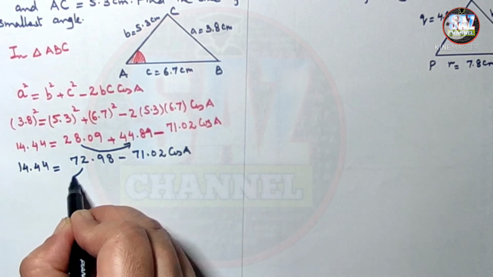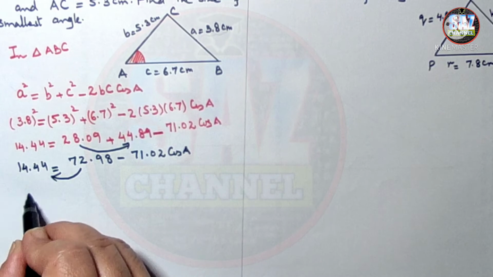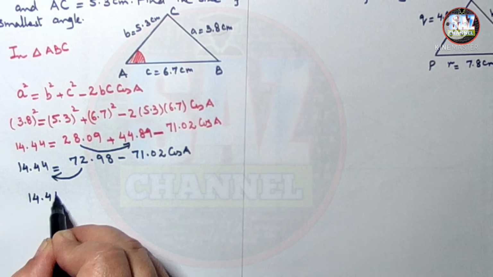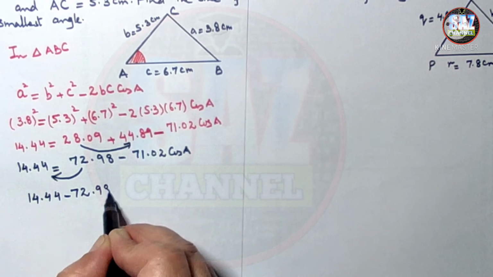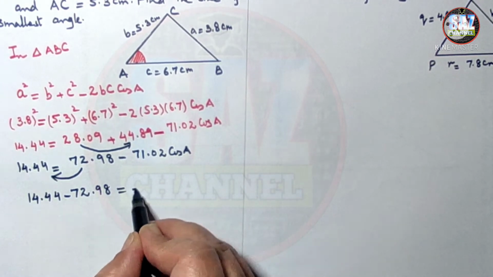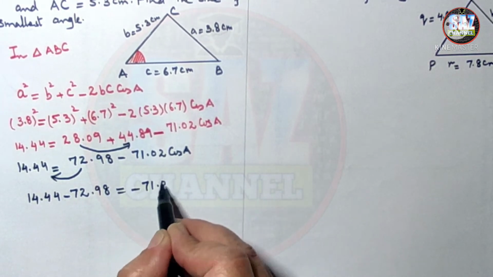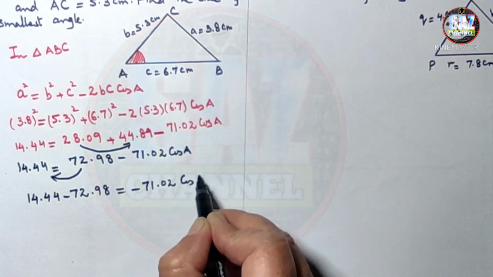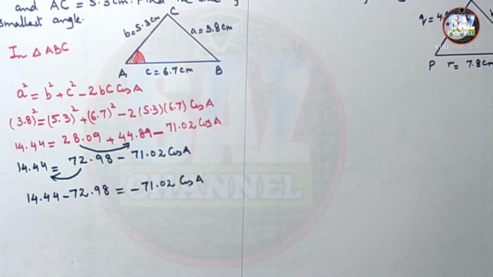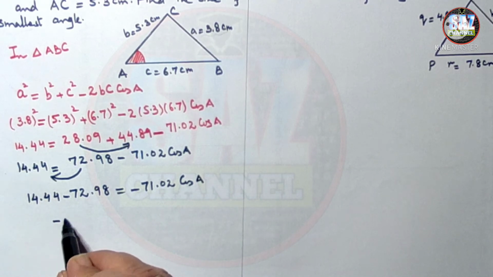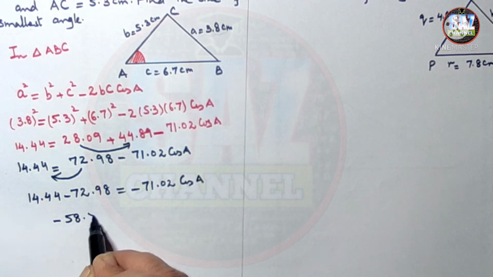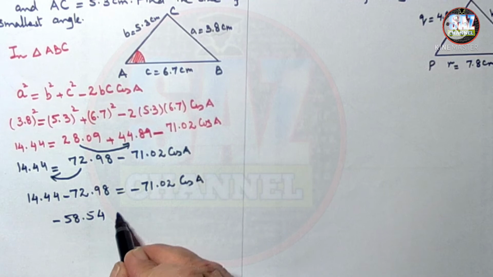14.44. Take this to other side. 14.44 minus 72.98 equals to minus 71.02 and cos of angle A. 72.98 minus 14.44, and this gives me 58.54 with minus sign because 72 is larger.